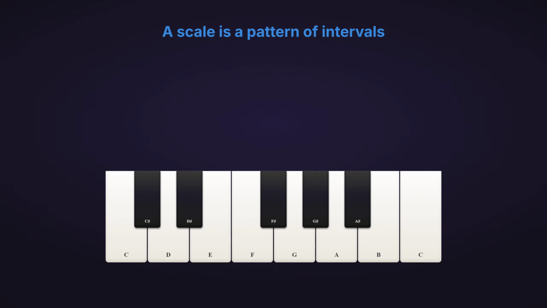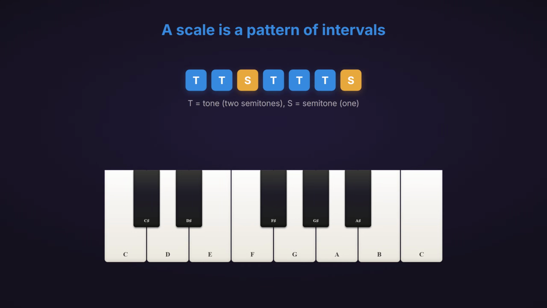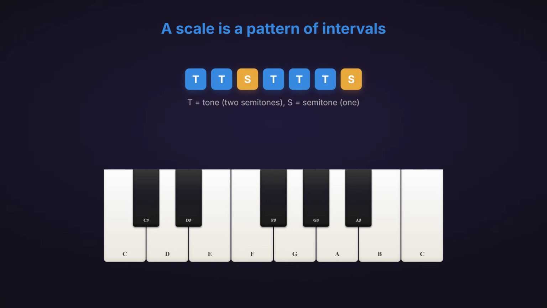Scales work in the exact same way, just spread over more notes. A scale is a fixed pattern of intervals, a recipe of whole steps and half steps that you follow up from a starting note. The major scale, the one behind most of the music you know, is this: tone, tone, semitone, tone, tone, tone, semitone. A tone is a whole step, which is 2 semitones. A semitone is a half step, just 1. Hold that recipe in your head, because it never changes.